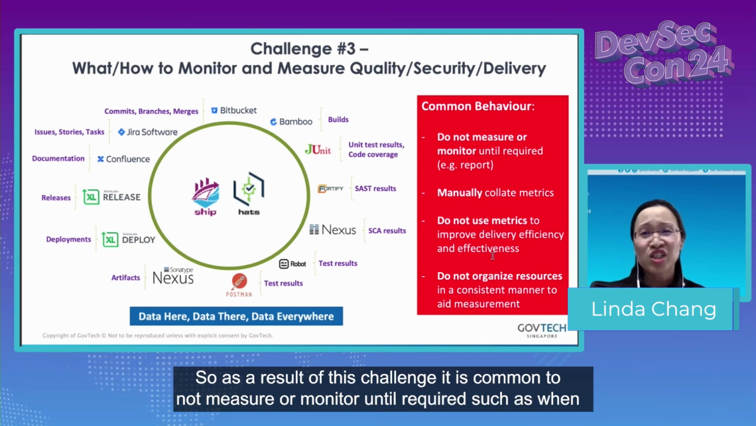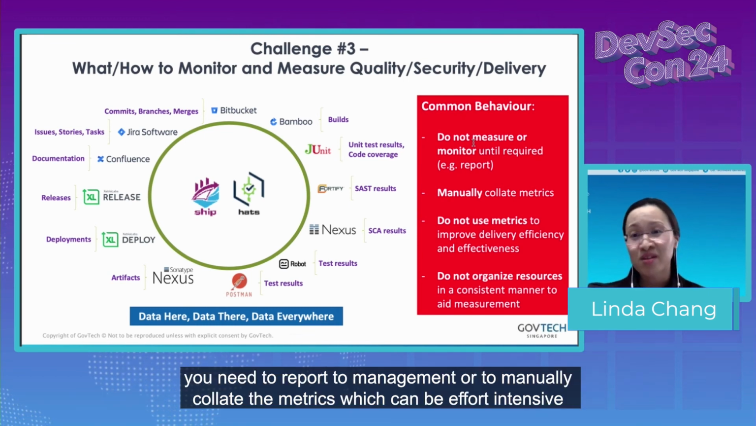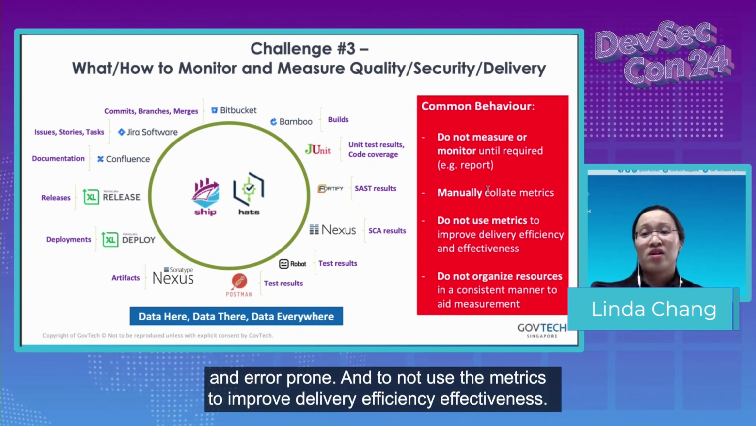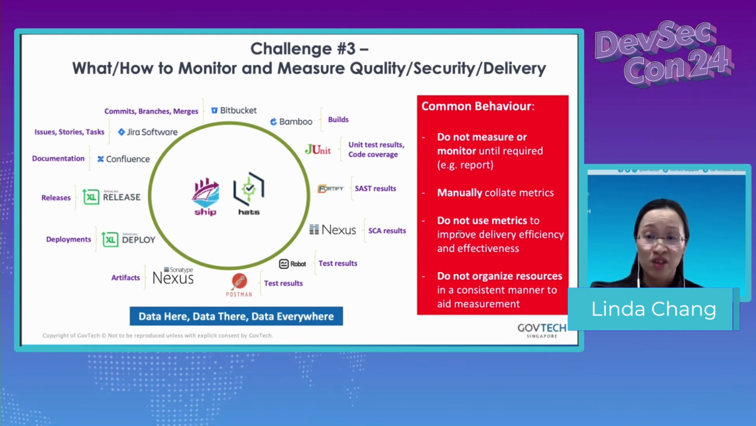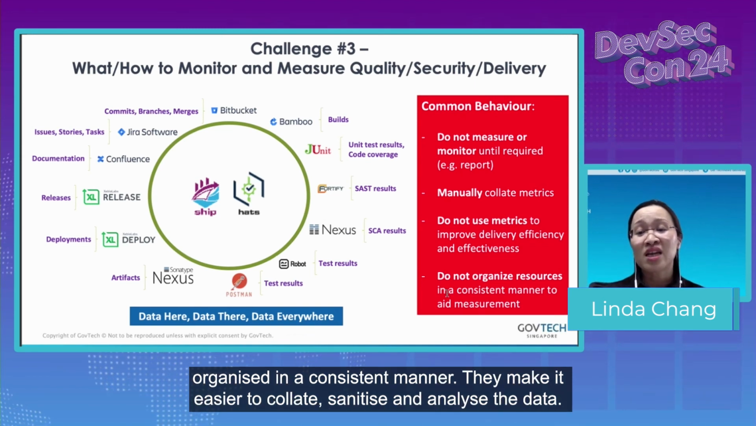As a result of this challenge, it is common to not measure or monitor until required, such as when you need to report to management or manually collate the metrics, which can be effort intensive and error prone, and to not use the metrics to improve delivery efficiency and effectiveness. And because measuring and monitoring are not in mind, the resources that are created are not organized in a consistent manner that makes it easier to collate, sanitize, and analyze the data.